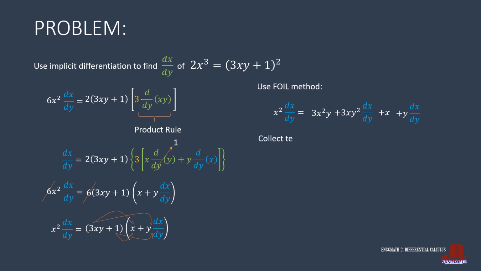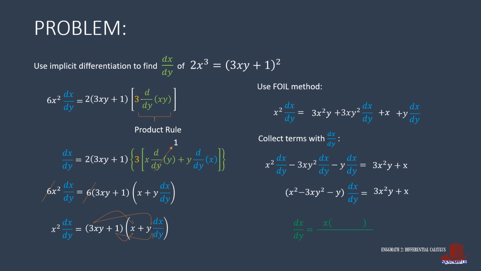Without any restrictions now, collect the terms with the derivative. Having to group x squared, 3xy squared, and y by transposition. The derivatives are equated with 3x squared y plus x. Factor out all coefficients, and then divide the whole function with the group coefficients to have the final derivative of dx over dy as x multiplied by the binomial 3xy plus 1, all upon the trinomial having x squared minus 3xy squared minus y.